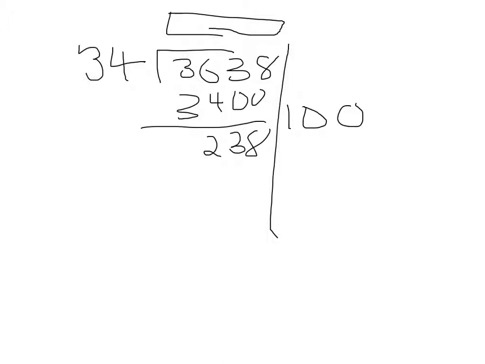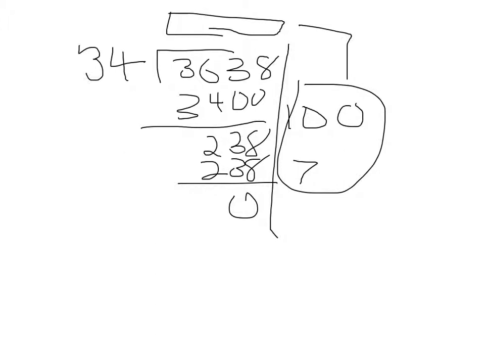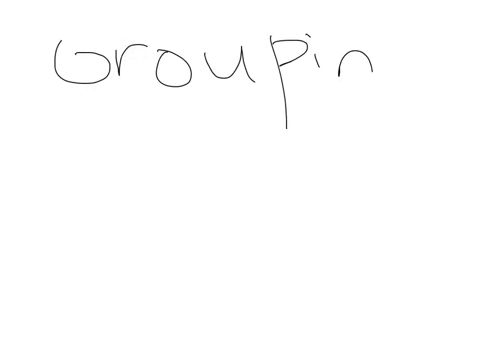238. 34 groups of 7 will equal 238, which will mean we will have no leftover, and we will just have to add these, which the answer is 107. This is an example of a grouping question because they're asking how many hours it will take to get to Delhi.